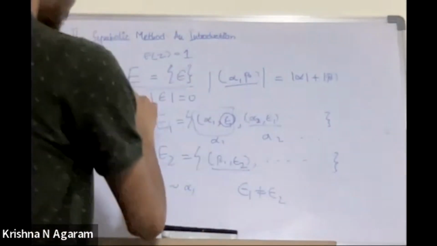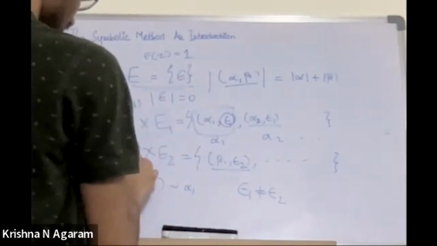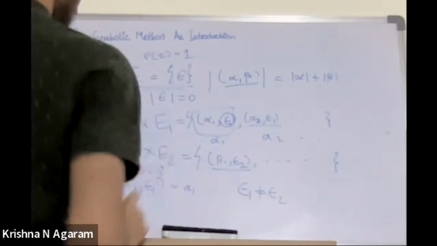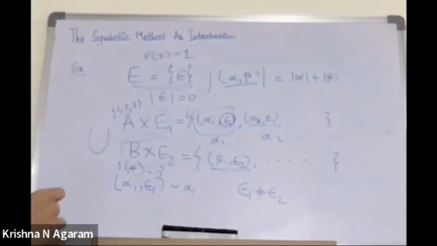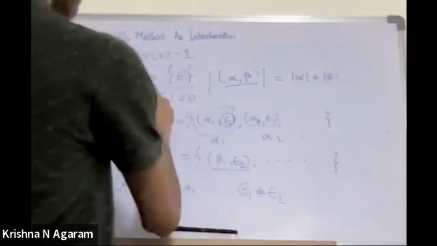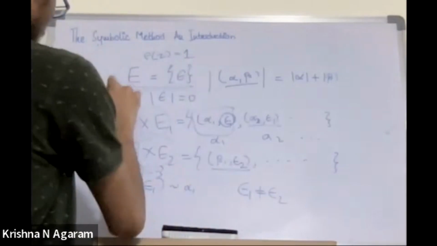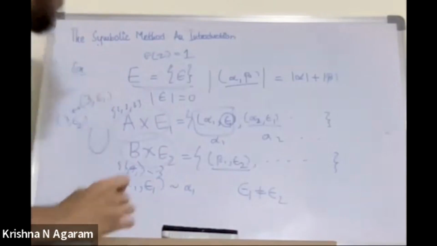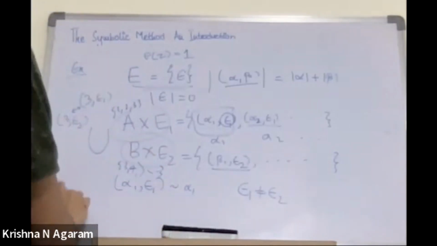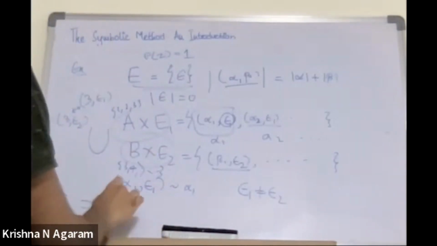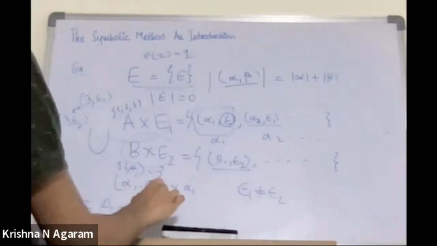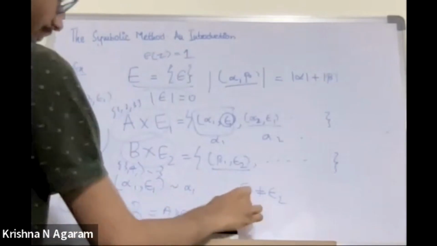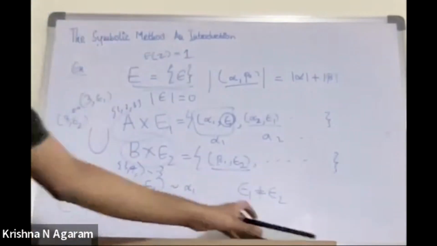So in the sense that for the class 1, 2, 3 and the class 3, 4, 100, when you do the cross, 3 epsilon 1 is one member and 3 epsilon 2 is another member. These are not equal. So when you take this union, I'll define A plus B as A cross E1 union B cross E2.